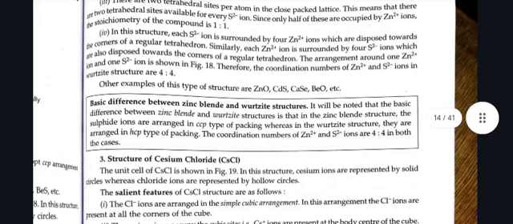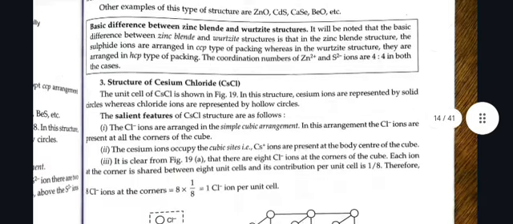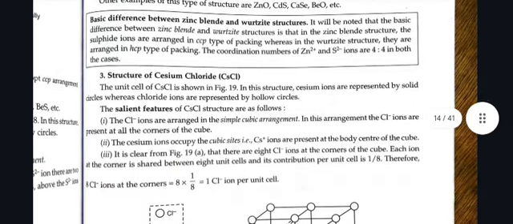Basic difference between zinc blende and wurtzite structure. It will be noted that the basic difference between zinc blende and wurtzite structure is that in zinc blende structure, the sulfide ions are arranged in CCP type of packing, whereas in wurtzite structure, they are arranged in HCP type of arrangement. The coordination numbers of Zn²⁺ and S²⁻ ions are 4:4 in both the cases.